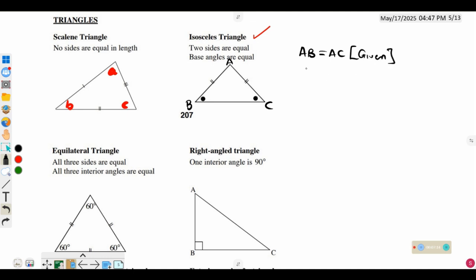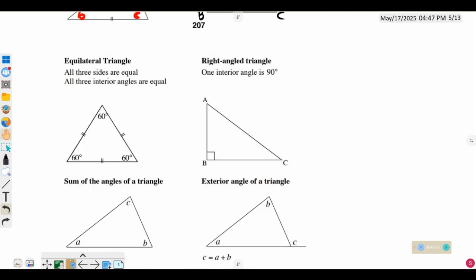Then you can therefore say that the angle B will be equal to the angle C, even though it's given, but the appropriate reason is angles opposite equal sides. All right, like that. And then we have an equilateral triangle whereby all sides are equal. All these sides are equal in length and all the angles are equal to 60 degrees.